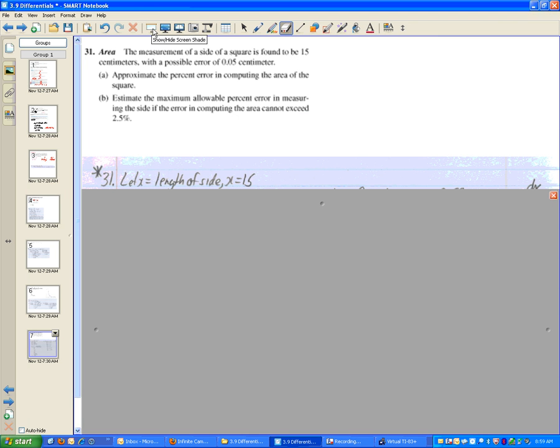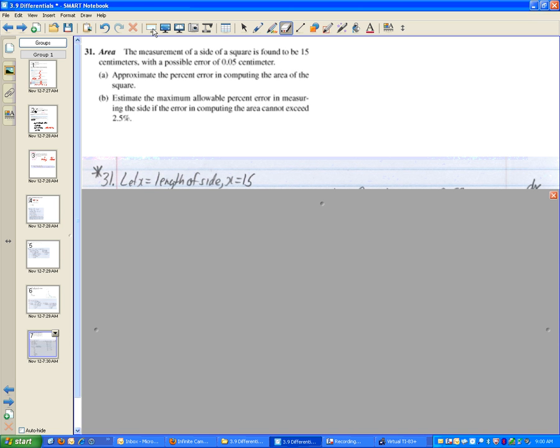The measurement of a side of a square is found to be 15 centimeters with a possible error of 0.05 centimeters. A, approximate the percent error in computing the area of the square, and then we'll look at B in a minute. Percent error. I need to know the error before I can get a percent error.